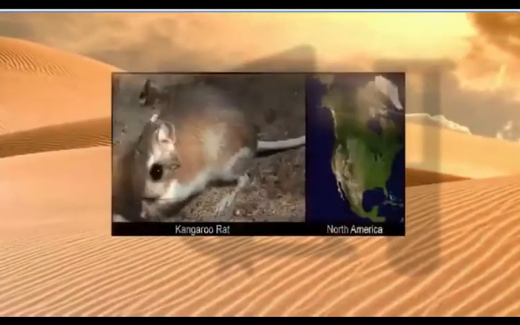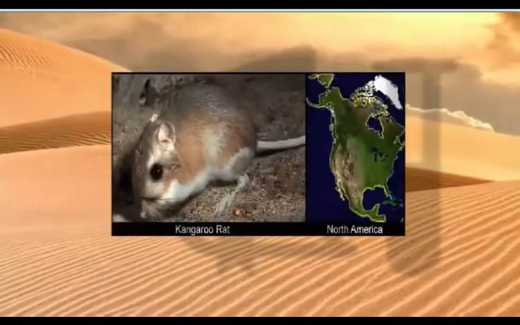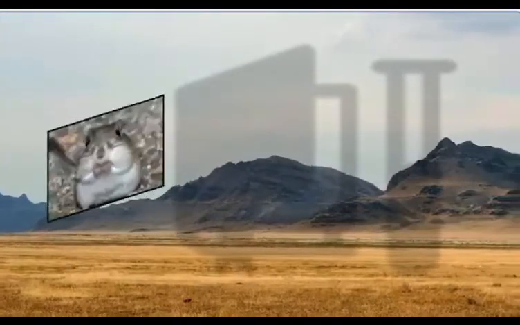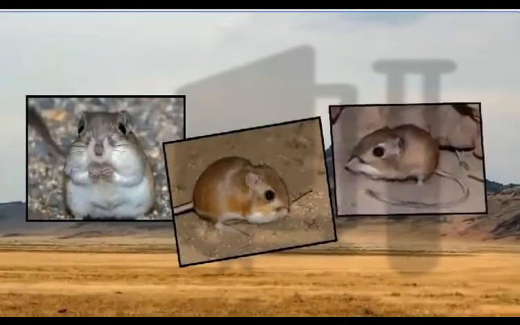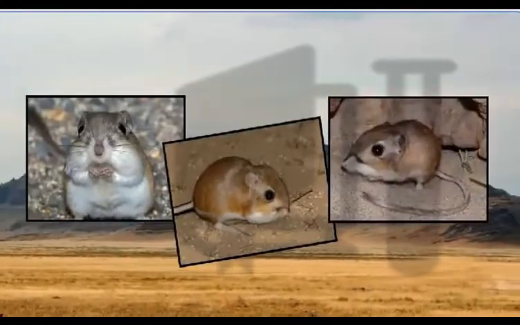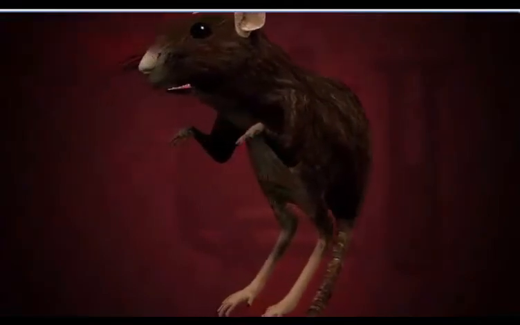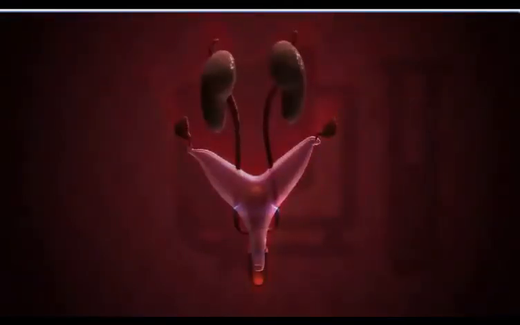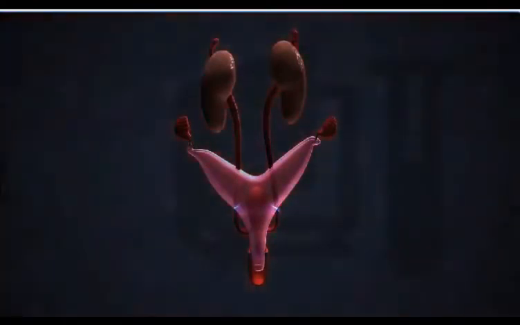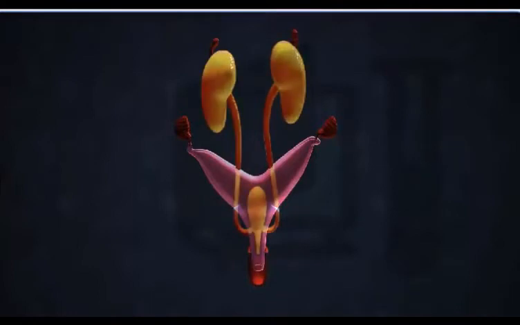In the case of the kangaroo rat in the North American deserts, the animal meets its water requirements by metabolic water. Metabolic water is released as a byproduct during oxidation of fat in its body. The body of this rodent is also capable of concentrating its urine so that very little water is used to remove waste products.